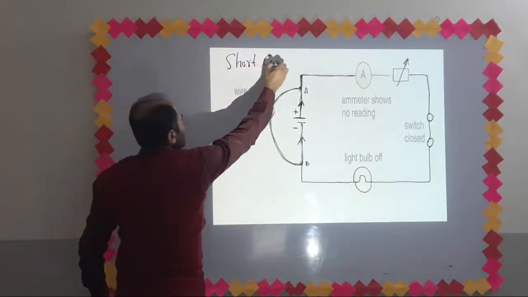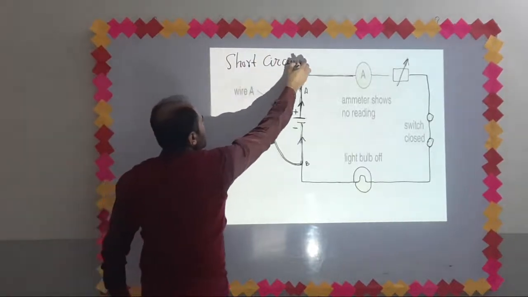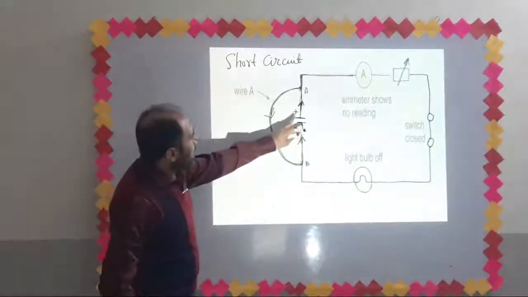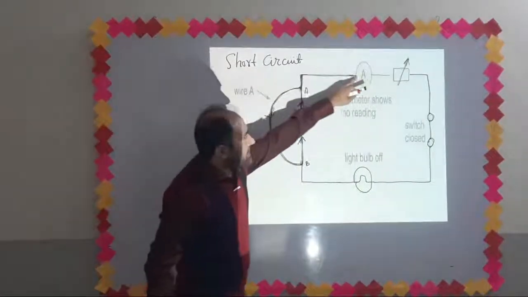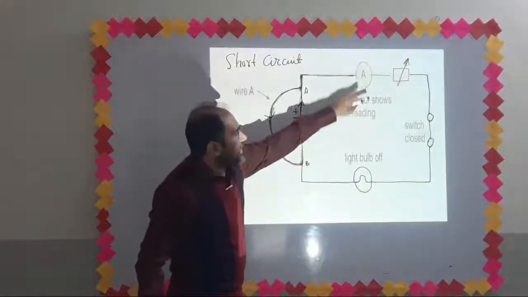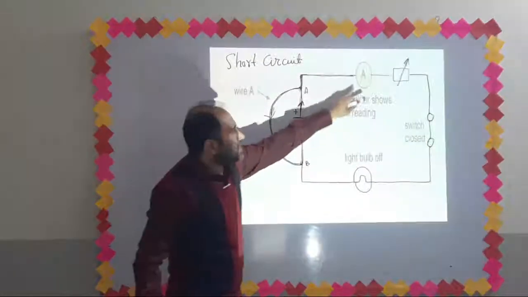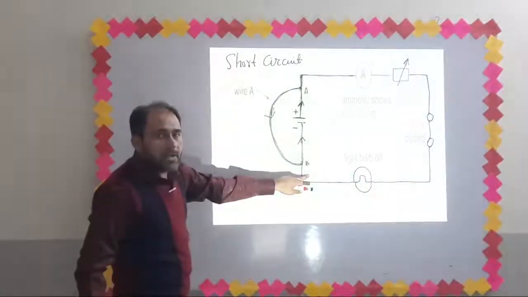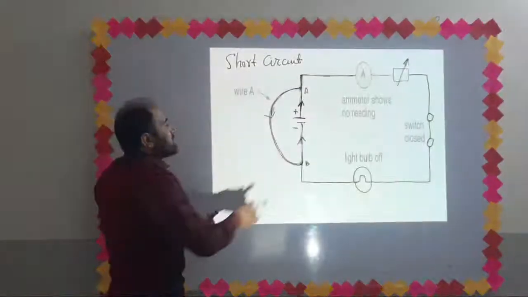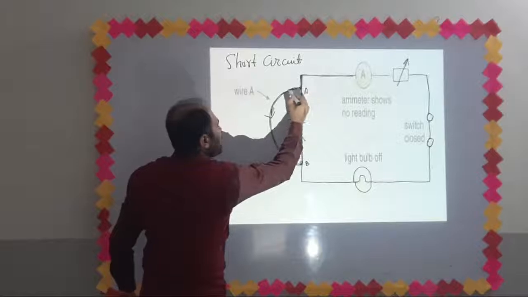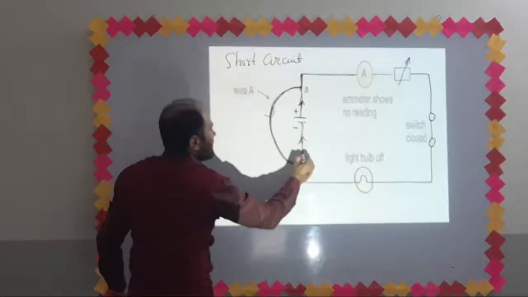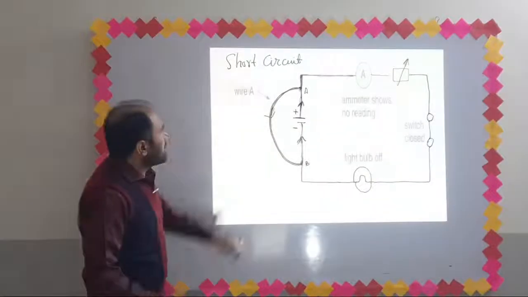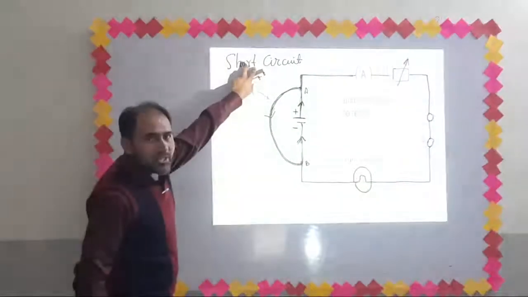Short circuit, in which charges do not flow through the whole circuit. Charges are not flowing through the ammeter, so there will be no reading on the ammeter. Charges will not flow through any of this portion of the circuit. Instead, the charges will just move from point A to point B and back to the negative terminal of the battery. Such a circuit is called a short circuit.